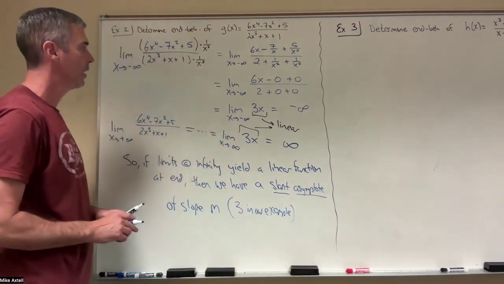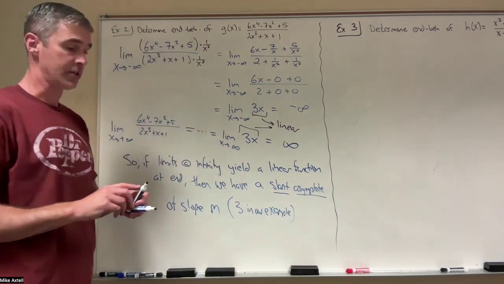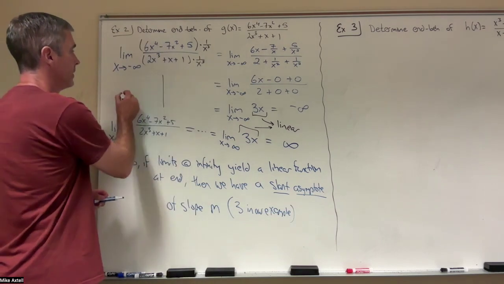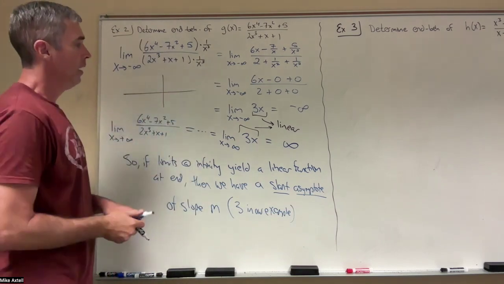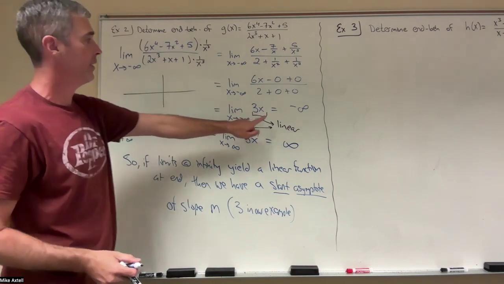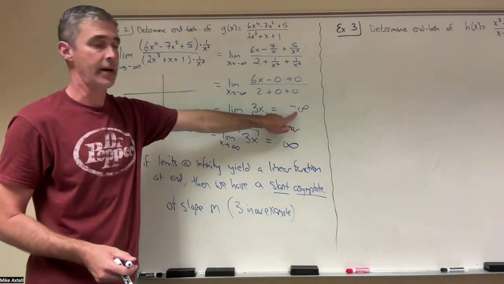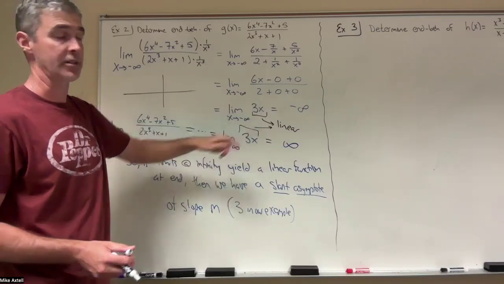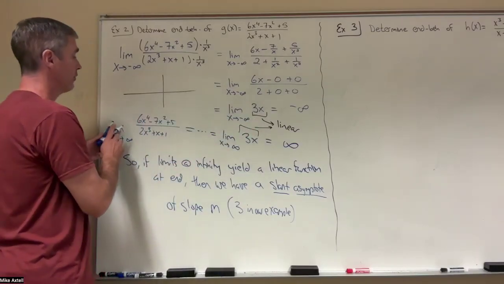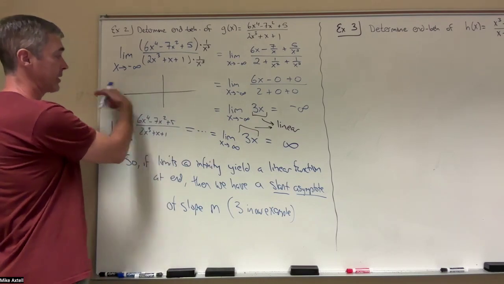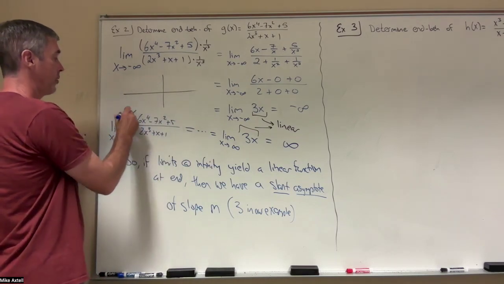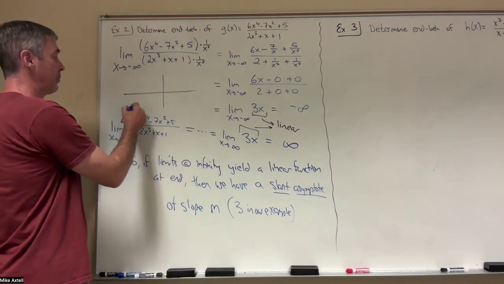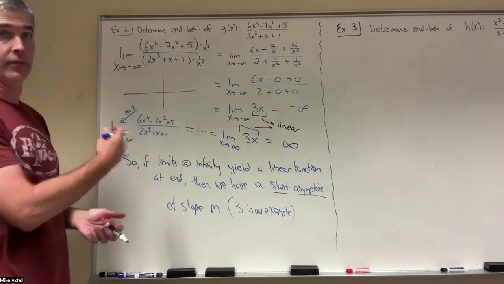Okay. All right. So what that means graphically is off to negative infinity, my graph's going to head down to negative infinity, but it's going to look linear while it does it, like linear with a slope of 3. So eventually, as x goes to negative infinity, my graph is going to look like it's got a slope of 3 heading down to negative infinity.